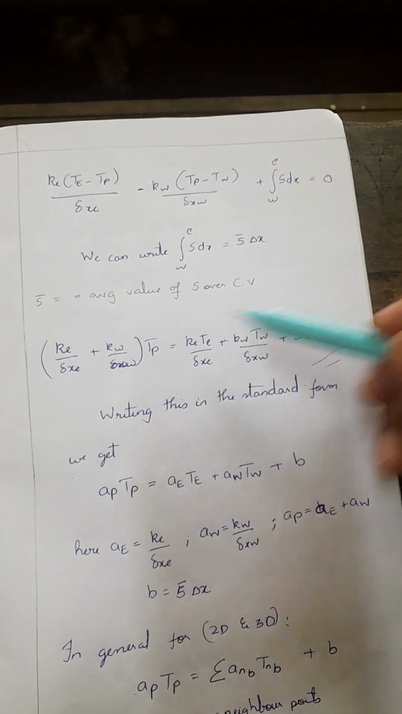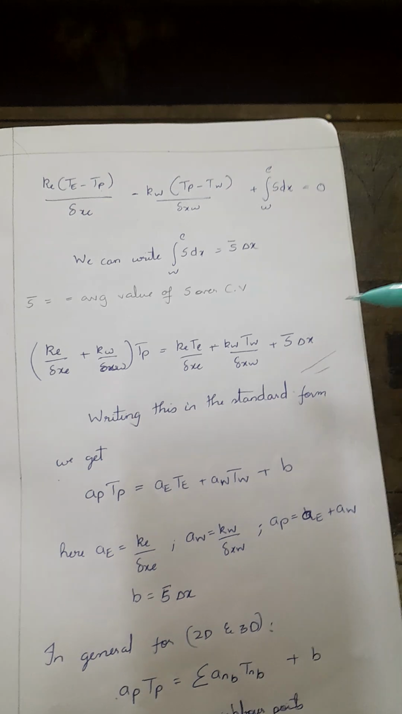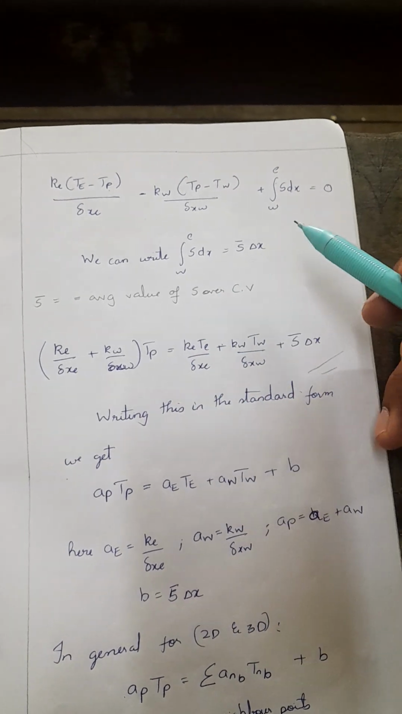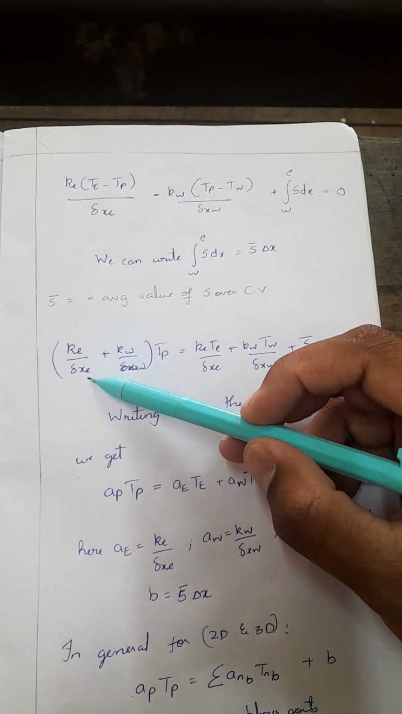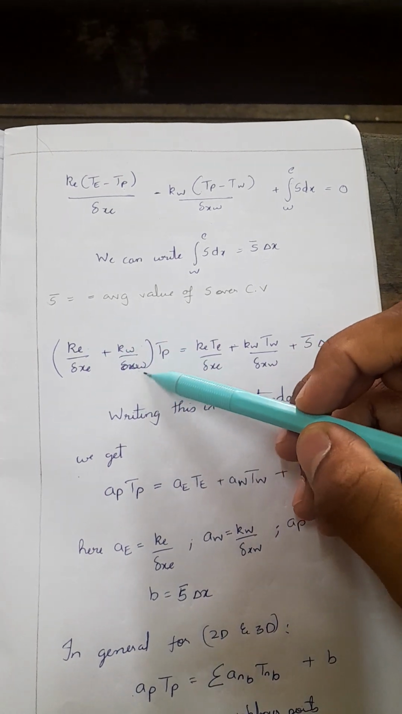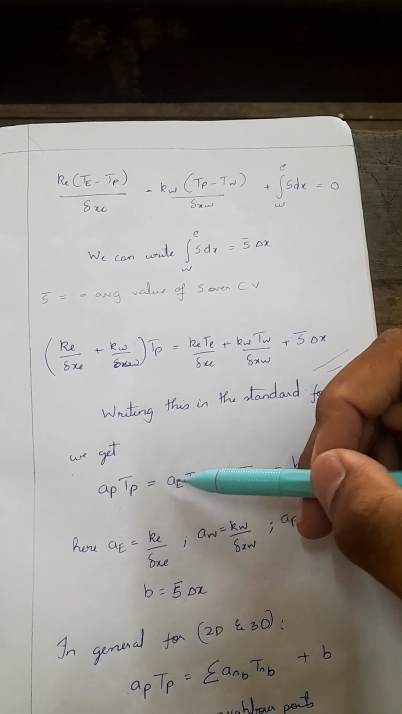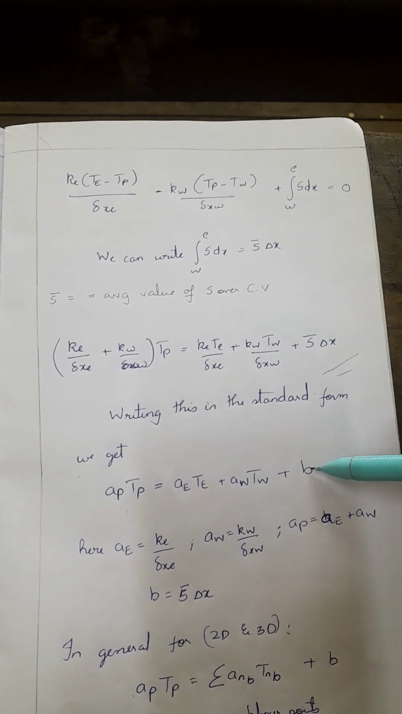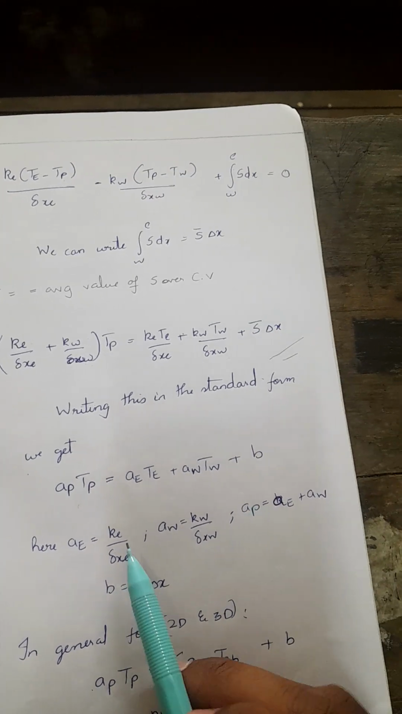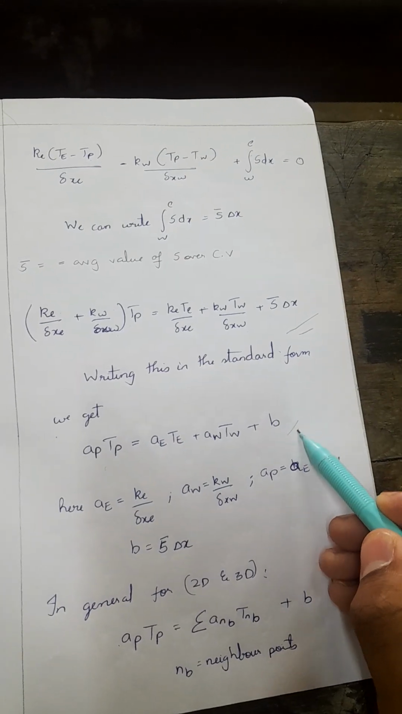I just rearrange the terms on both sides, take Tp in common, and I'm left with this. Now we can write this in the standard or general form by considering ke by delta Xe plus kw by delta Xw as AP, ke by delta Xe as AE, kw by delta Xw as AW, and this as B. This would be our general form.